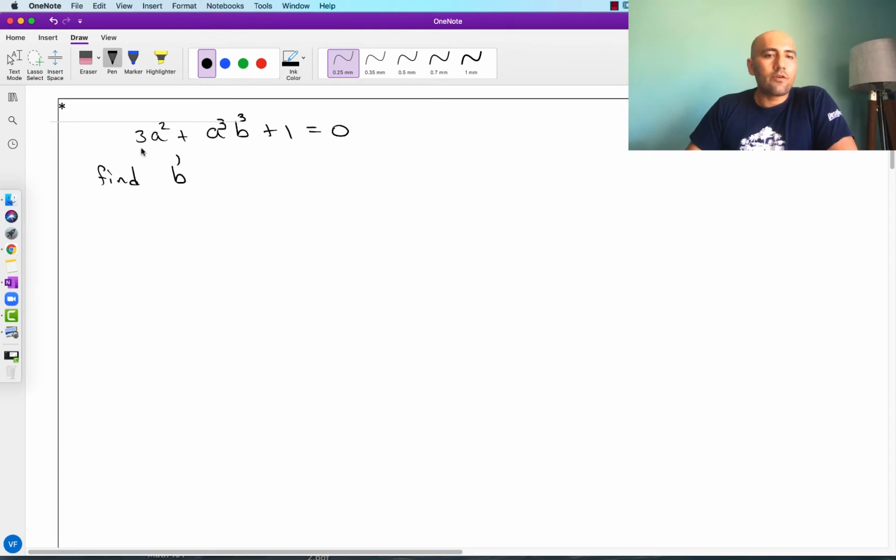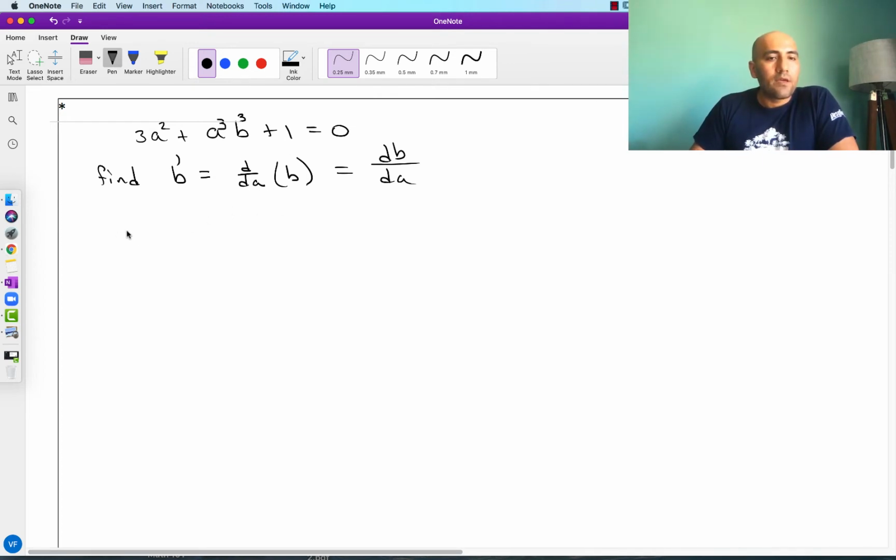Okay, so if we're given 3a squared plus a cubed b cubed plus 1 equals 0, find b prime. By the fact that they're asking you to find b prime, it must mean that the other variable is the variable of differentiation. This must be equal to db da. Good?